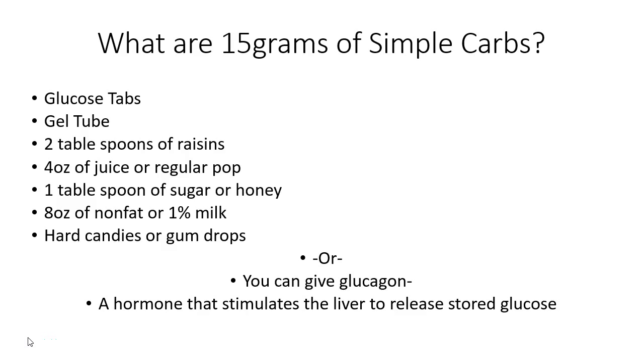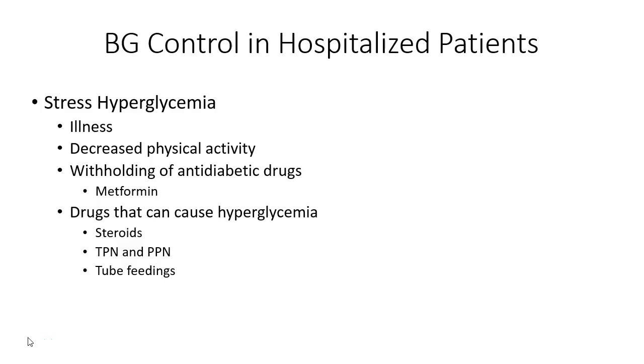All right, so let's see here. Blood glucose control in hospitalized patients. Hyperglycemia, especially stress hyperglycemia, could be caused from illness. Could be caused from decreased physical activity, because your patients are typically laying in bed all day long and not moving too much, so they're not able to burn off any sugar. Another reason for hyperglycemia could be withholding of anti-diabetic drugs.